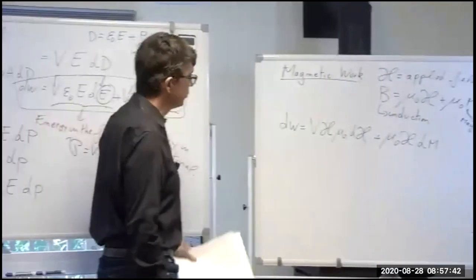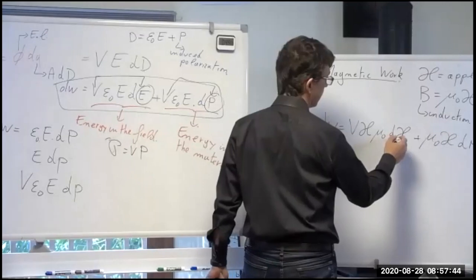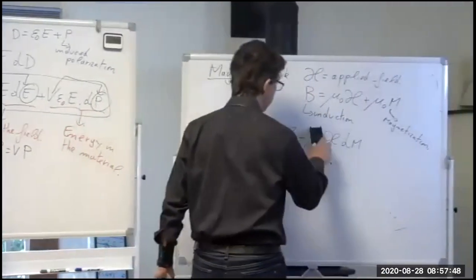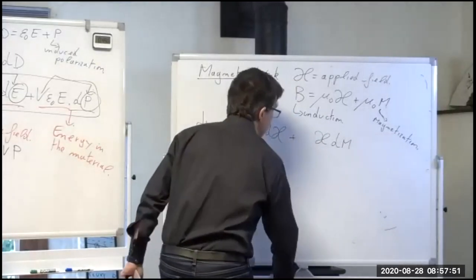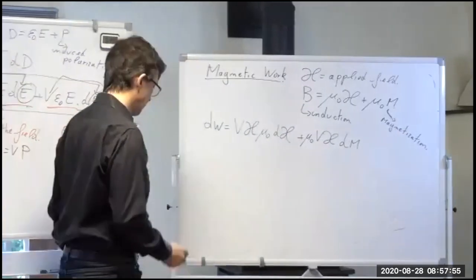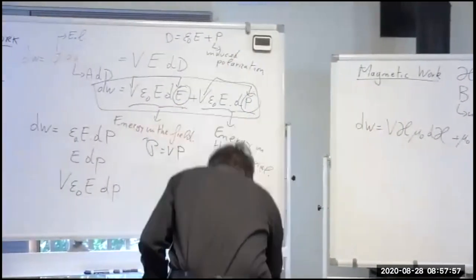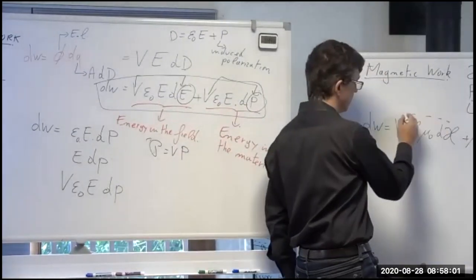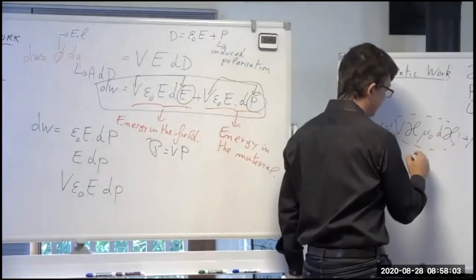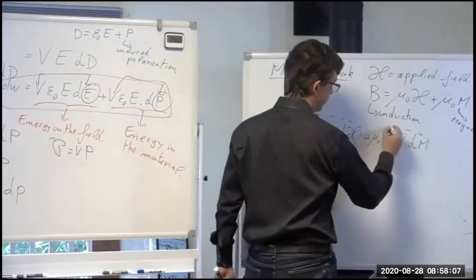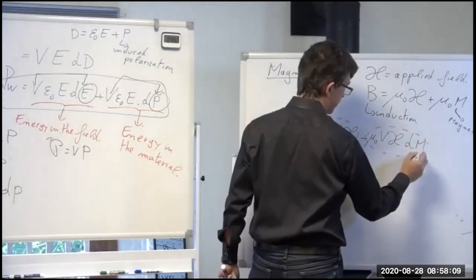And again, what you see is that, oh, I forgot a V, sorry. I forgot a volume. Same deal again. This is stored in the field. This is stored in the material because the response function is in the material.